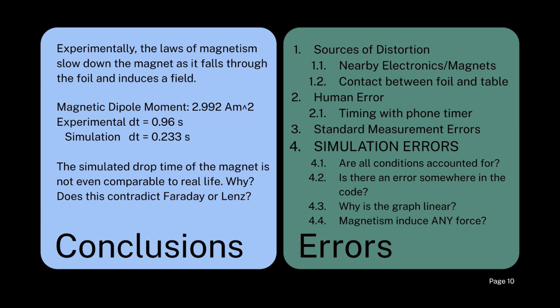However, it is the opinion of the lab group that the main error here is through the simulation. Are all the conditions accounted for? Is there an error somewhere in the code? Almost definitely. And why is the graph linear? Because it's not taking the magnetic force into account, which should make the graph a lot less steep toward the end, frankly. And in the code, we see that magnetism induces almost no force, which is not reality.